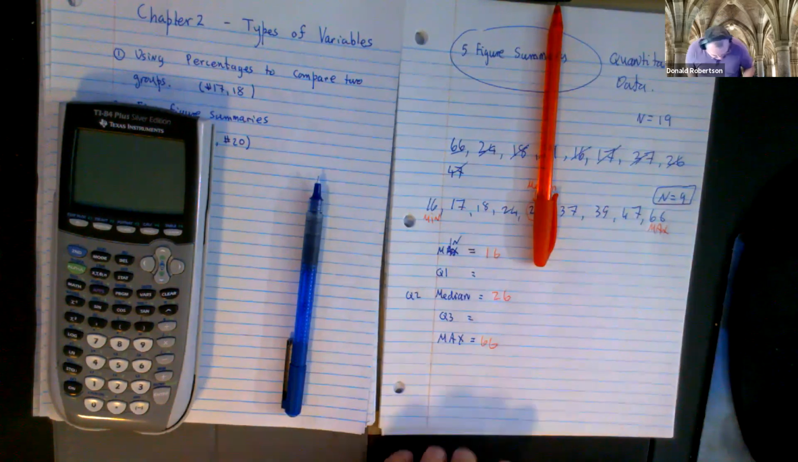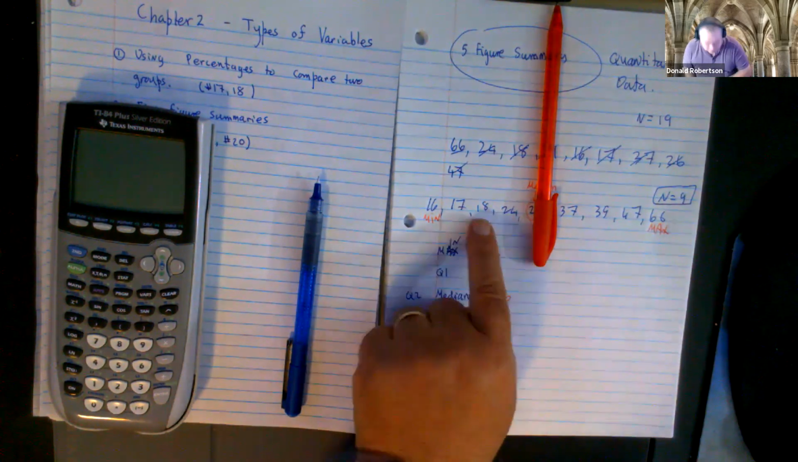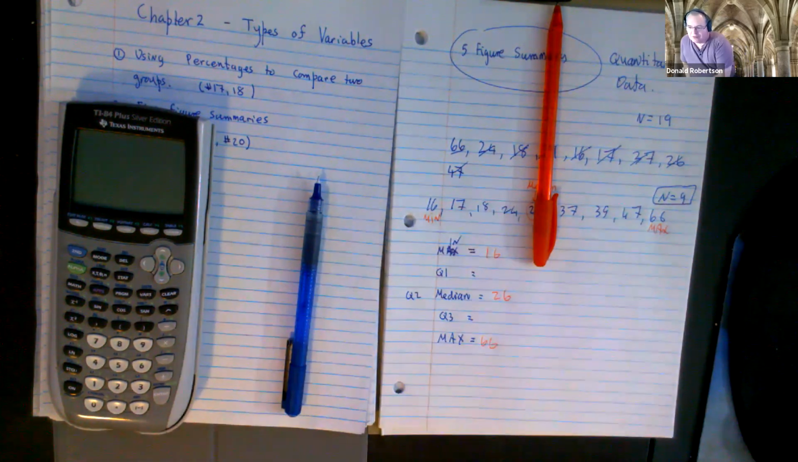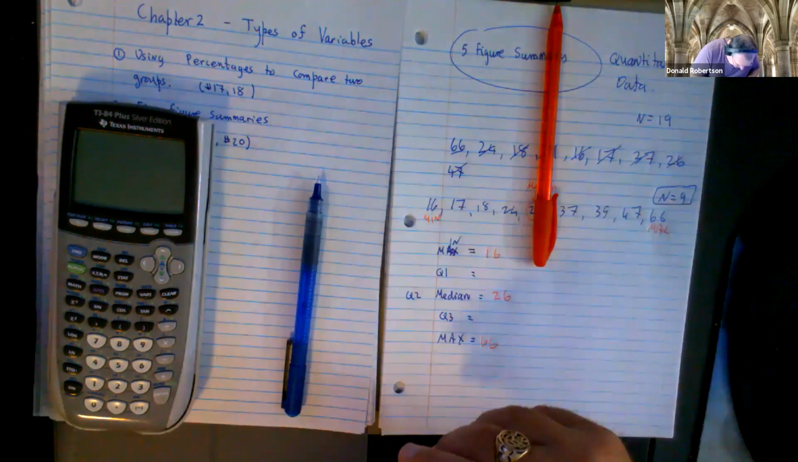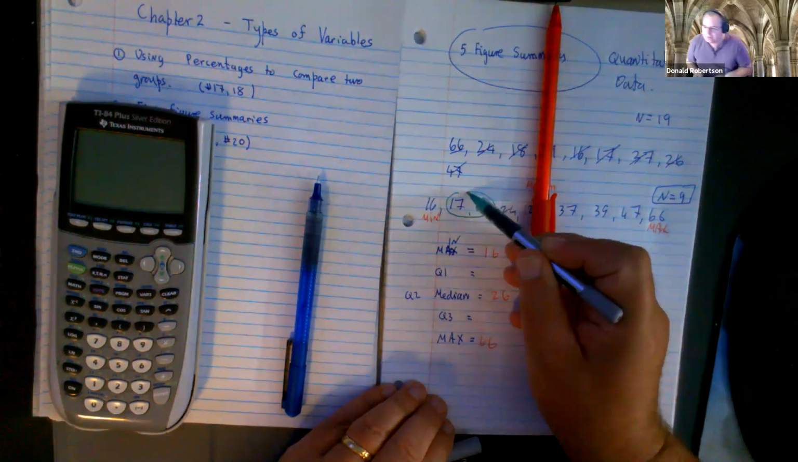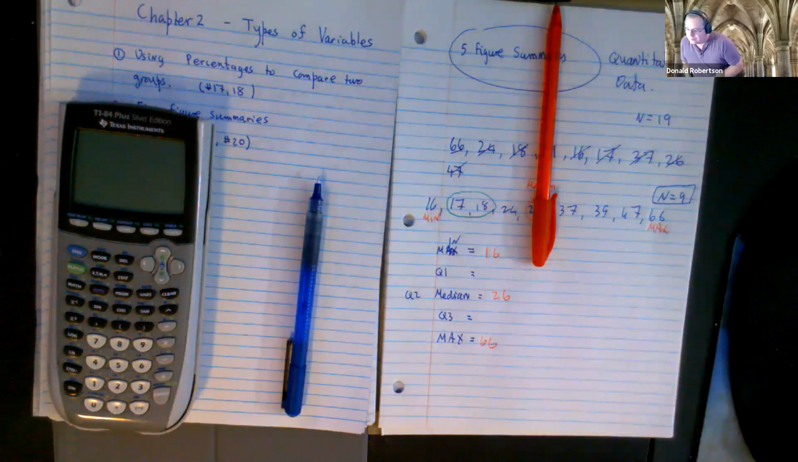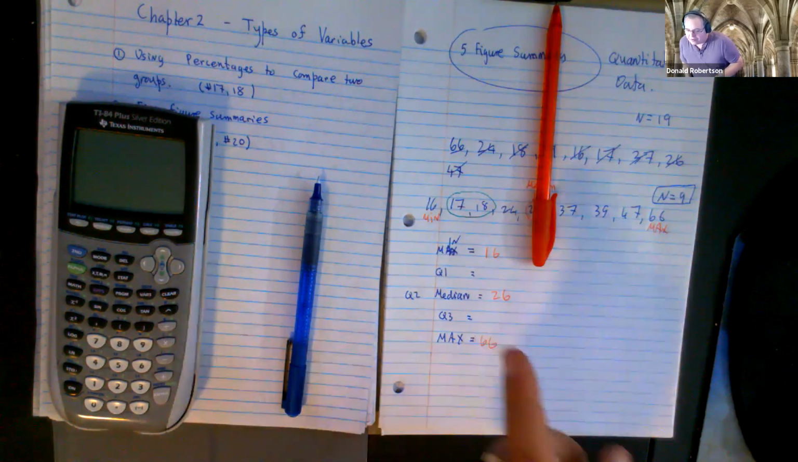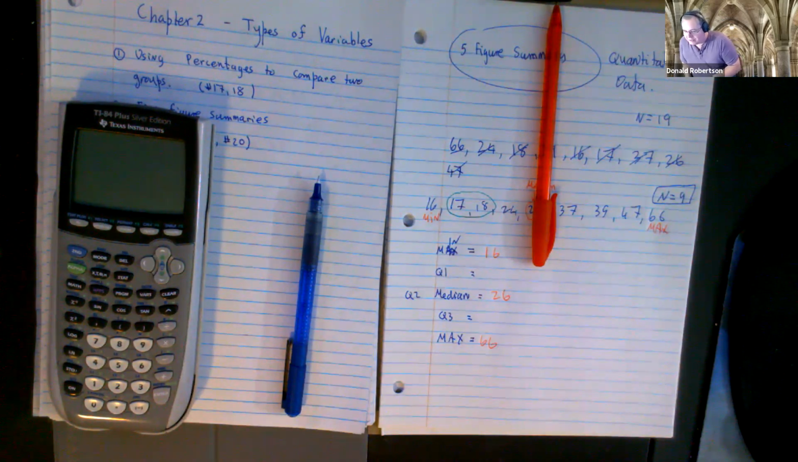But there's a problem. When you have an even number of numbers, there's not one guy in the middle. Would you agree that there's kind of a draw? Both of these are in the middle. Would you agree? I don't think 17 is in the middle. I don't think 18 is in the middle. I think both of them are kind of in the middle.